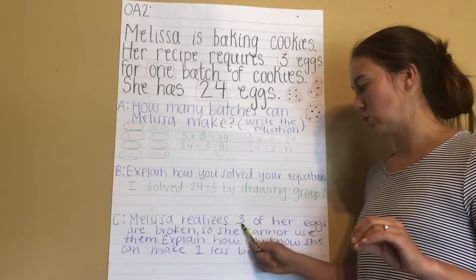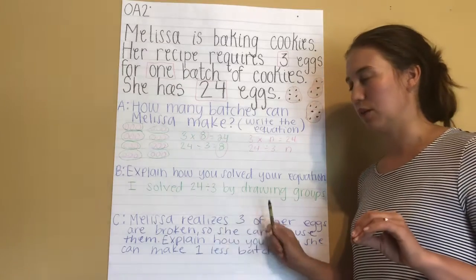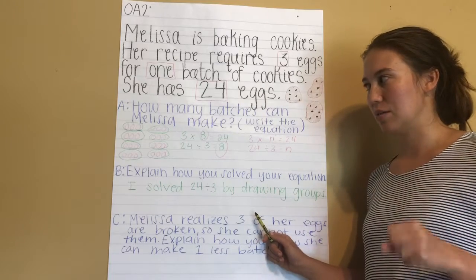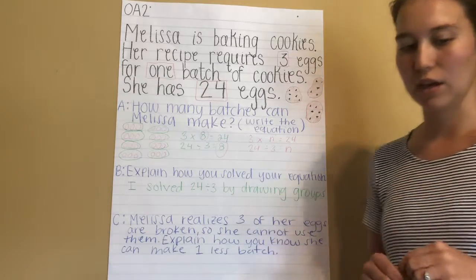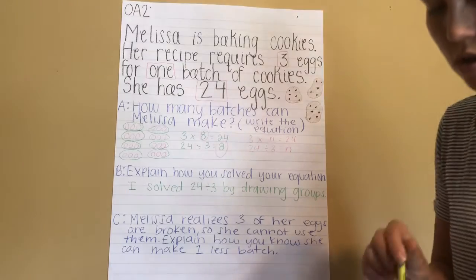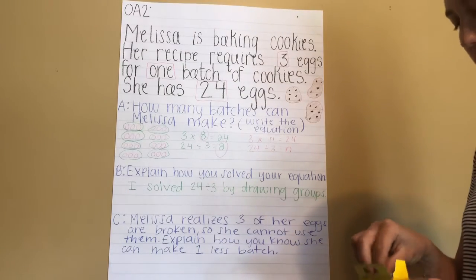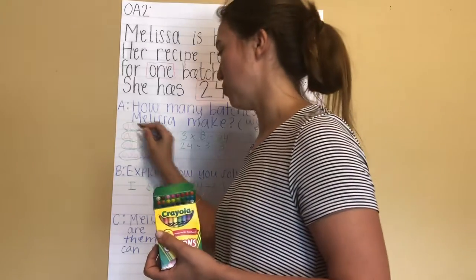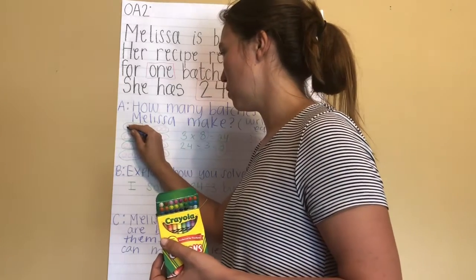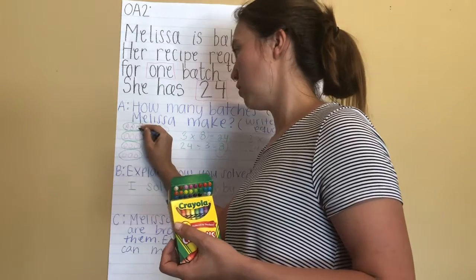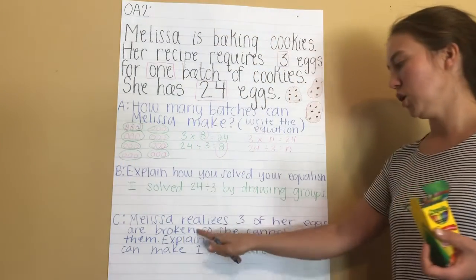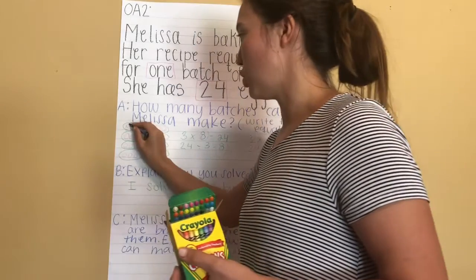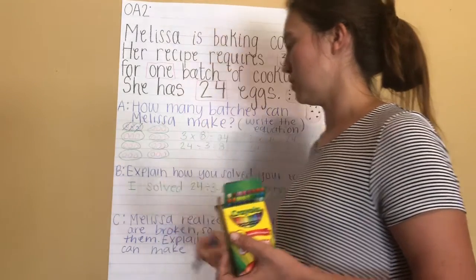Melissa realizes 3 of her eggs are broken. I want you to visualize this. What does it mean if 3 eggs are broken? Let's look back at our groups that we drew. In part A, 3 of the eggs are broken. So she cannot use them. So she can't use this, this, or this.